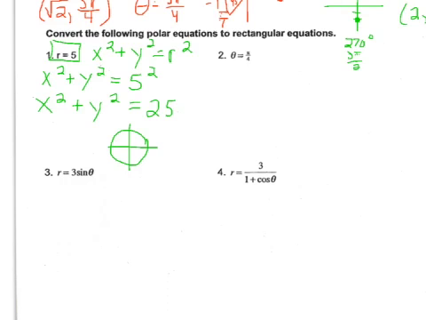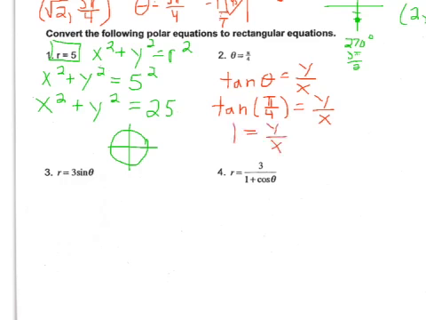Now let's take a look at theta equals pi over 4. Do you know what equation we will use to help us convert this? If you said tan theta equals y over x, then you are correct. So we're going to plug in pi over 4 for theta. And the tangent of pi over 4 is 1. So now this almost looks like an equation that we're used to, but we're just going to multiply x to the other side. And we get the rectangular equation, y equals x.